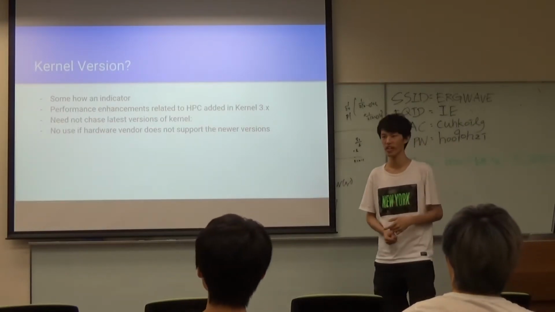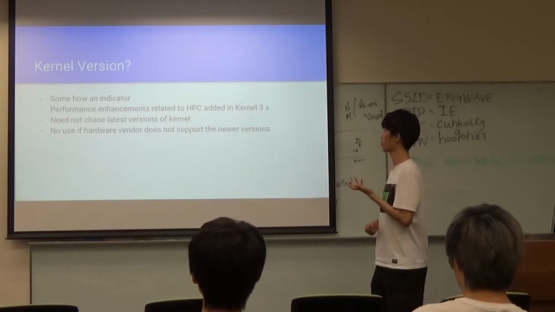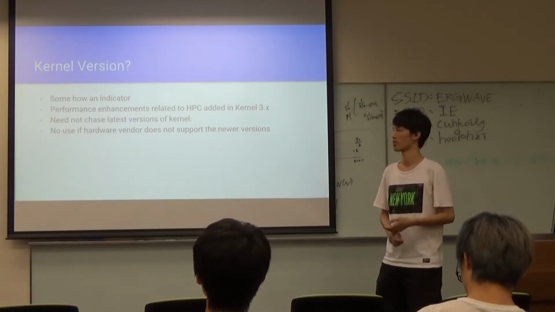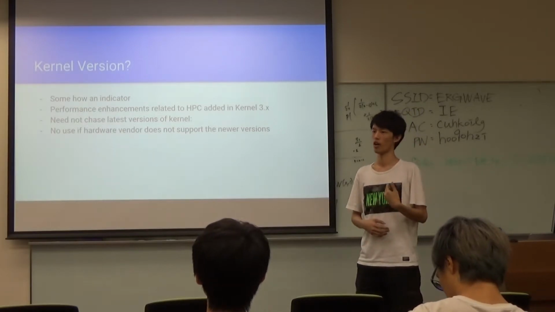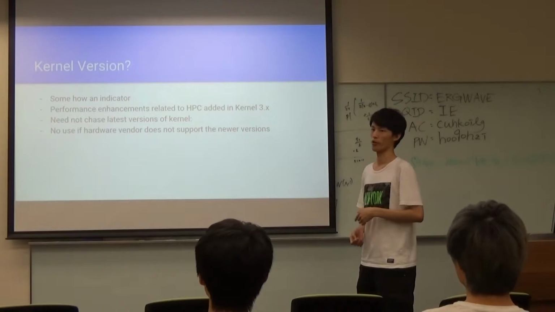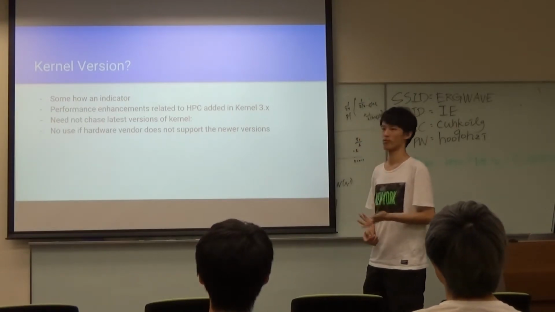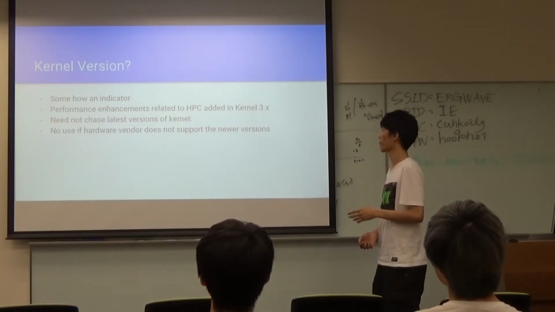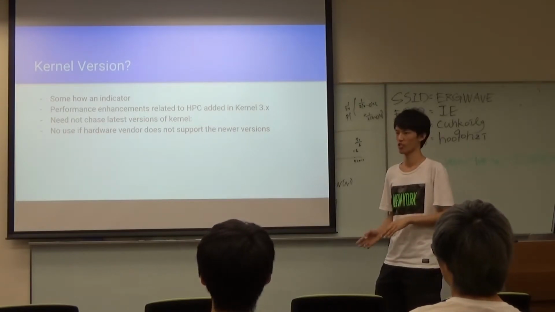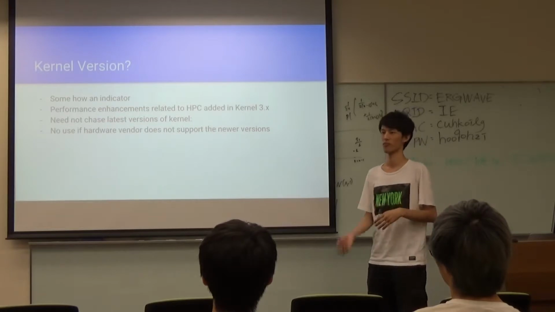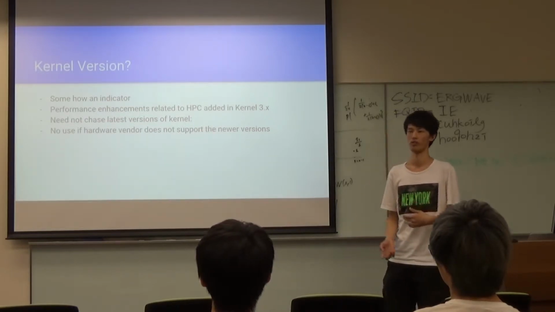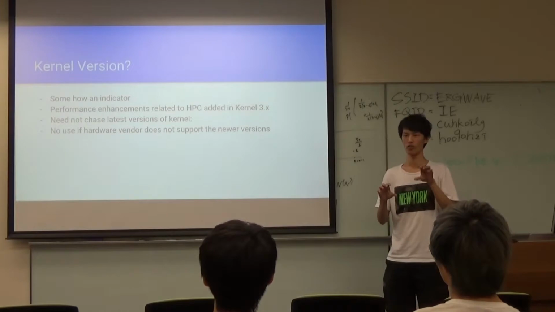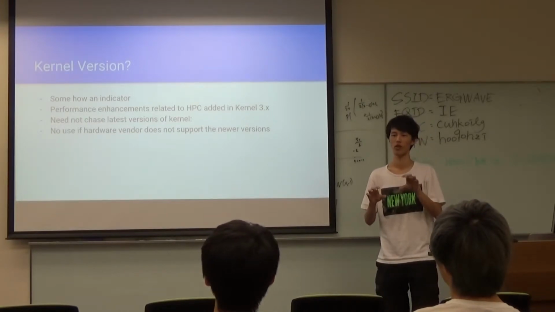So kernel version is somehow an indicator, because in HPC we somewhat concern the kernel version, but not that much, I would say. Some performance enhancements related to HPC were added in kernel 3, but right now we've got kernel 4.0, and that's not really something that we would like to chase. So we don't need to chase the latest version of the kernel here. And why we don't want to chase the kernel version is that sometimes if the hardware vendor does not support the latest kernel versions, then it could cause a problem on your system. So we like to have a balance between the usability of the kernel and also the support of that kernel in your system.